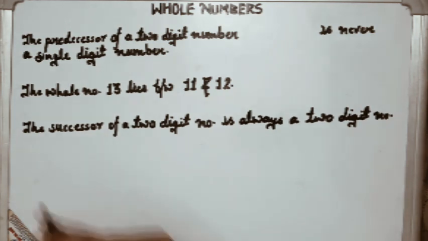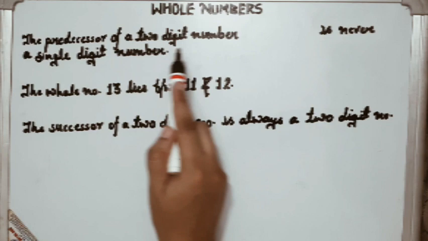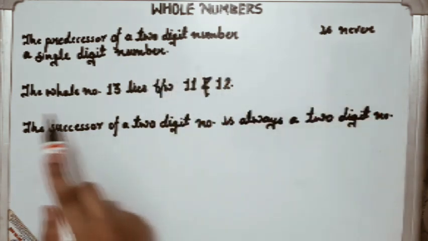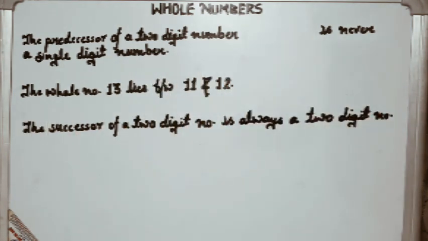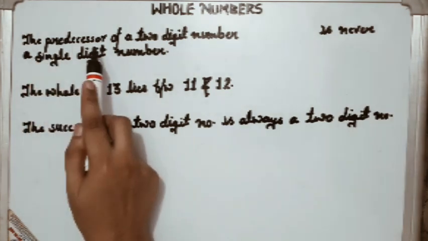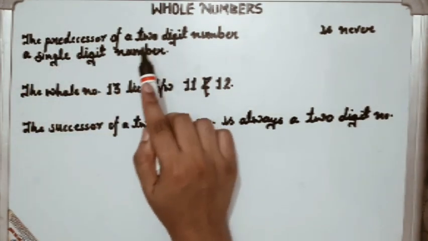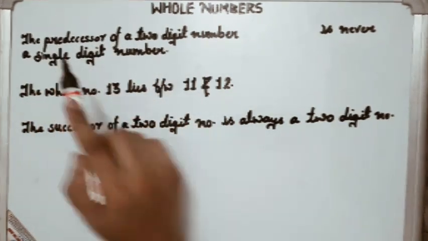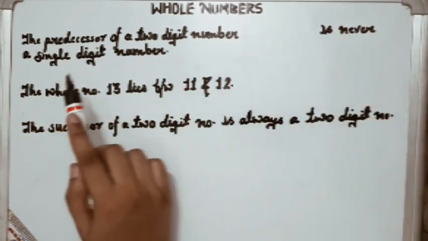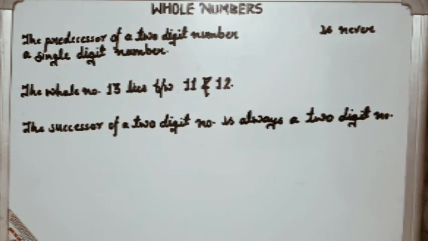Here some questions are given. From the given 3 questions you have to find out whether the given statement is true or false. So now let's move towards the first question or statement that says the predecessor of a 2-digit number is never a single digit number. तो ये क्या कह रहा है? predecessor तो आपको पता है, तो जो 2-digit नंबर का जो predecessor होता है वो कभी भी एक सिंगल डिजिट नंबर नहीं हो सकता है.